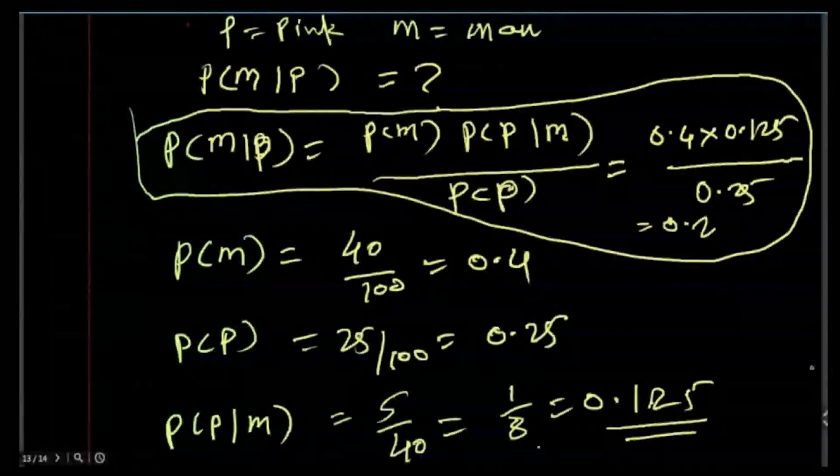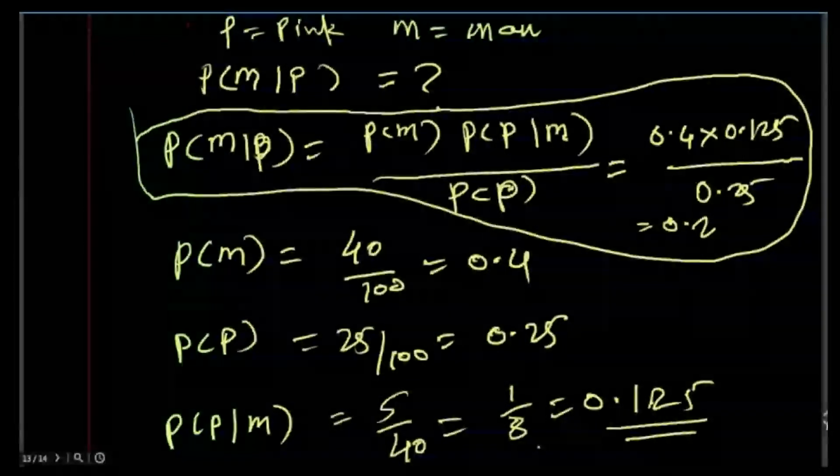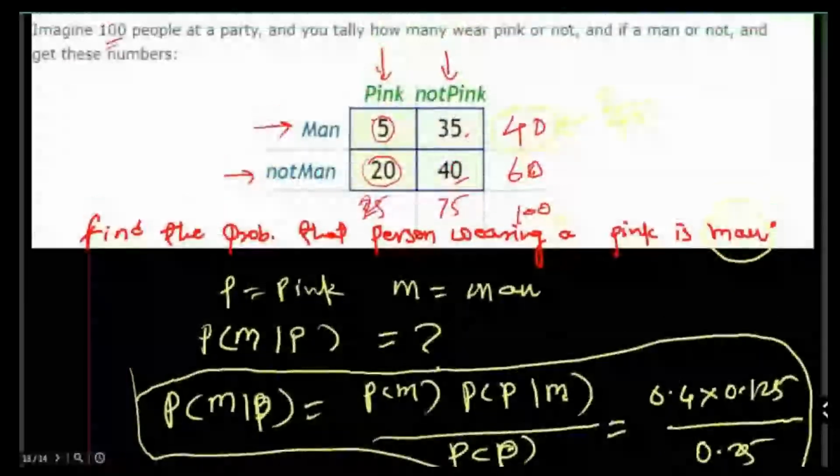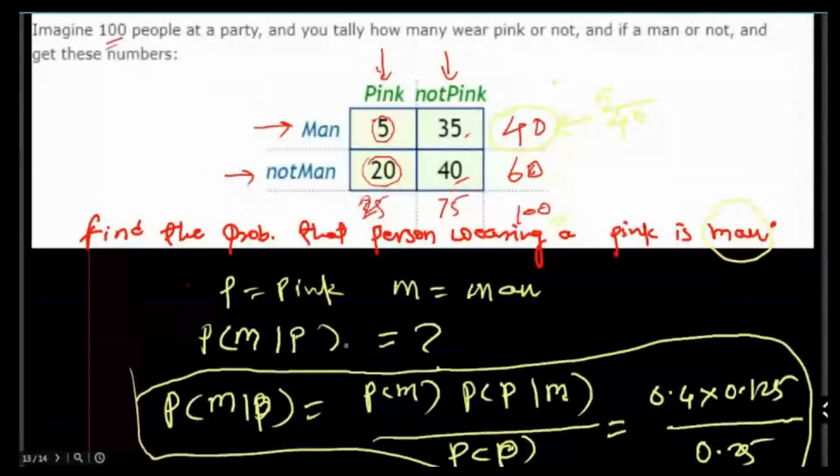Okay, now this problem we have solved using the Bayes theorem. Now even if you don't know the Bayes theorem, you can still solve this problem. What is asked of us? Probability of man given pink. Probability of man given that he is wearing a pink. So how can you solve this? By just observing the table. Can you answer this by just observing the table?